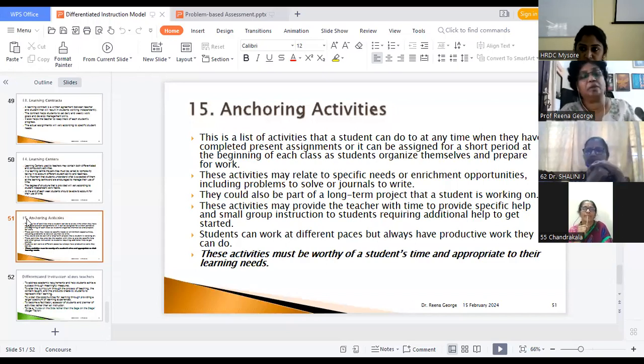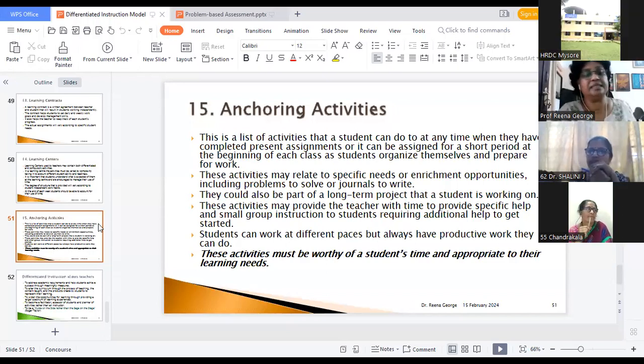This is where we stopped in the last session: anchoring activities. They are a set of activities that a student can do at any time when they complete a present assignment, or it can be assigned for a short period. That is, it works like an anchor.